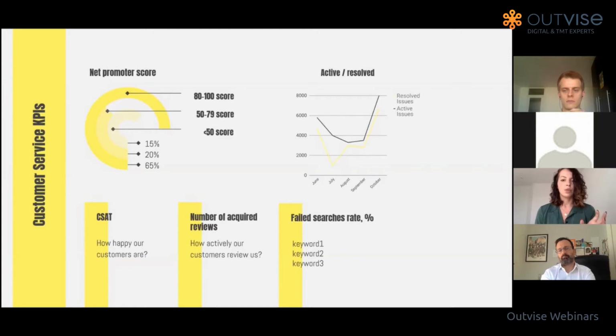You have the passives if they have chosen 7 to 8, and detractors if they have chosen from 0 to 6. And then you have those groups of people, and you know what you want to achieve with each group, and maybe you can also target them if you want to make this score better.